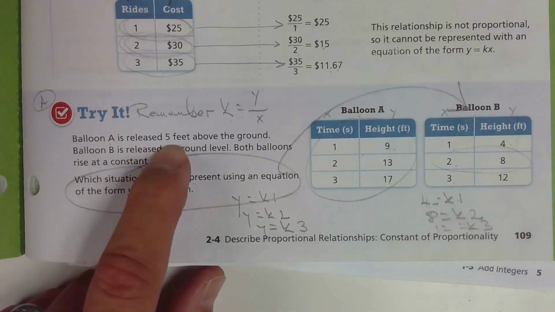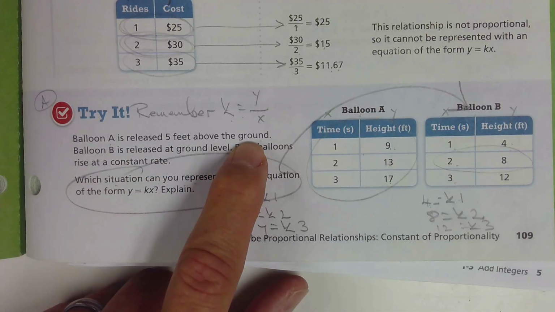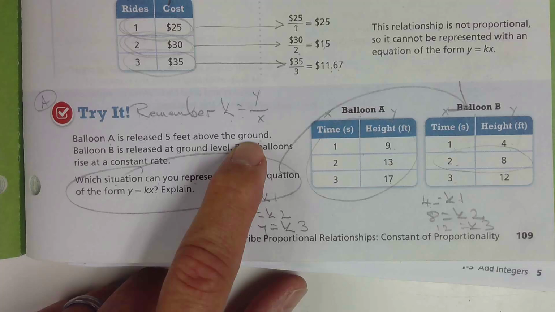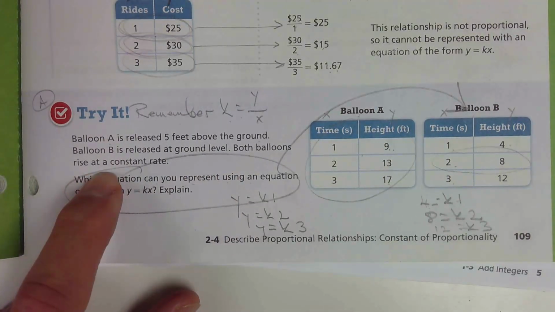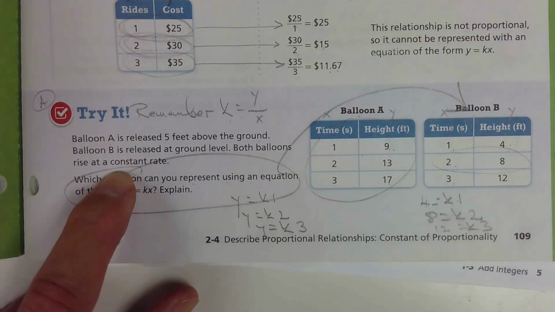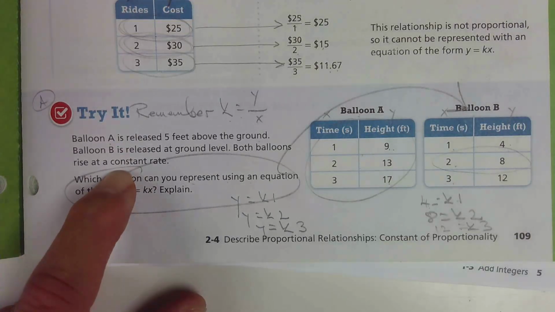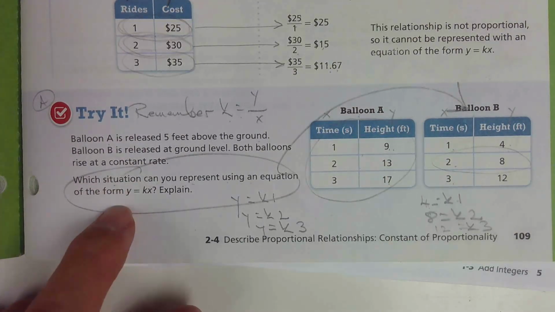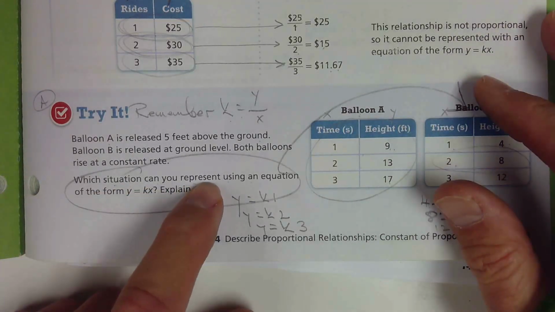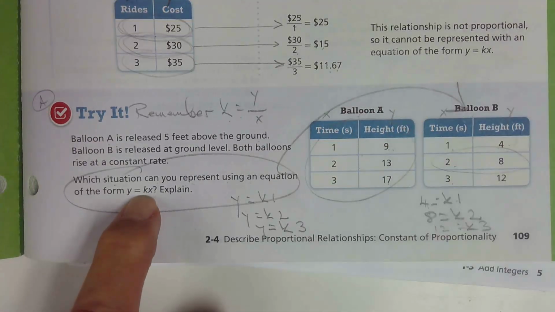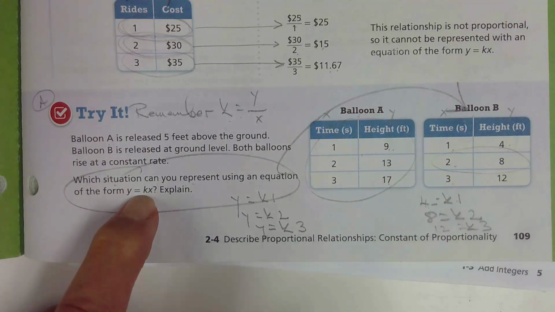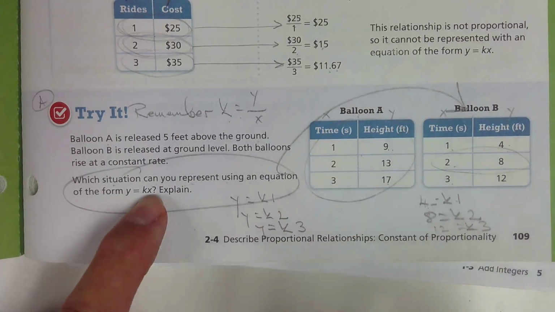Balloon A is released 5 feet above the ground. So that's where it starts. It's already 5 feet high. Balloon B is released at ground level, and both balloons rise at a constant rate, whether it's 2 feet a second or 10 feet a second or 20 feet a second. Then it says, which situation can you represent using an equation of the form of y equals kx? K, that's going to be the constant speed at which the balloon rises. X would be the number of seconds.